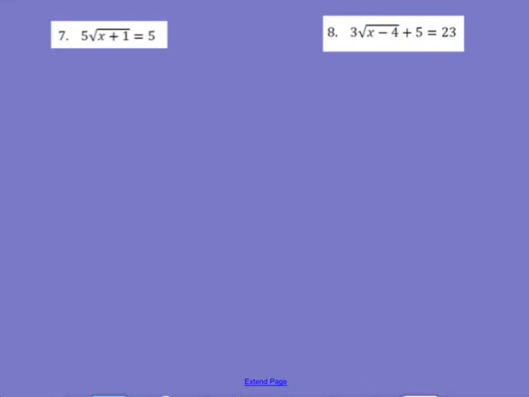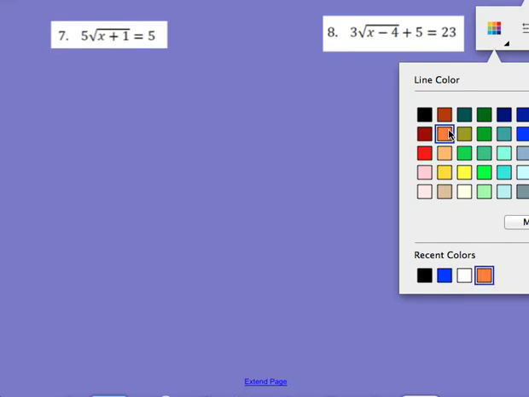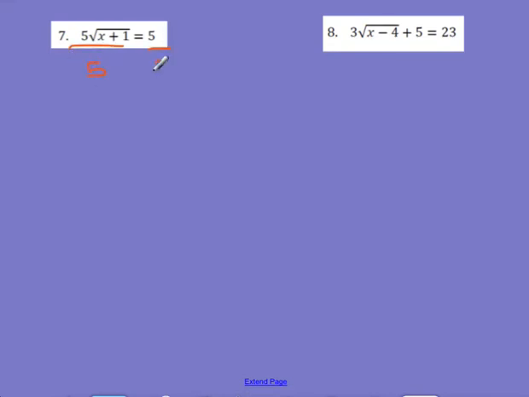Okay, so taking a look at number 7. For number 7, I need to get that 5 over to the other side. So the first thing I'm going to do is divide both sides by 5. Then I end up getting the square root of x plus 1 because these 5s are going to cancel out, and 5 over 5 is 1. Since that radical is isolated, I'm going to square both sides. When you take the square of a square root, I'm just left with x plus 1, and 1 squared is just 1. Now I'm going to subtract 1 from both sides, and I get that x is equal to 0. So x is equal to 0 for that one.